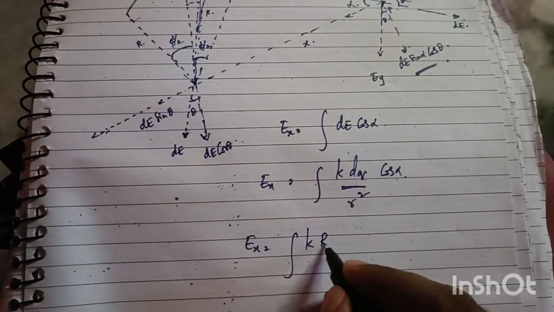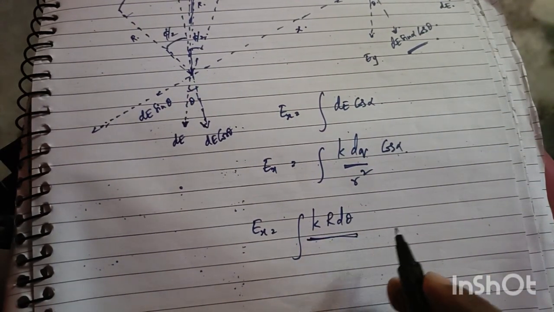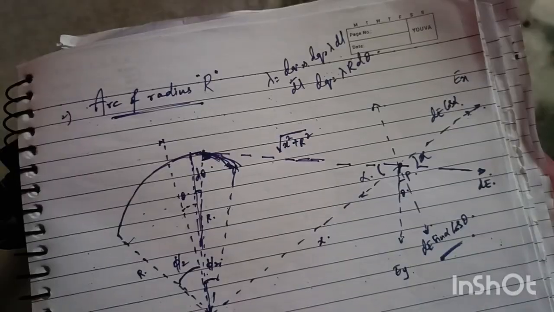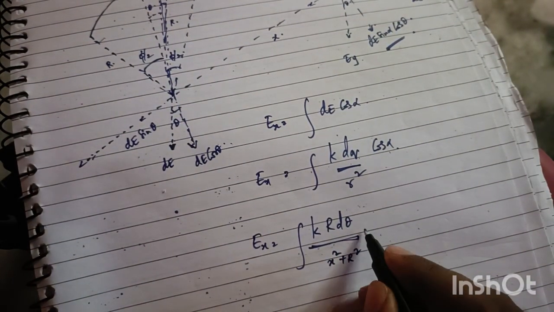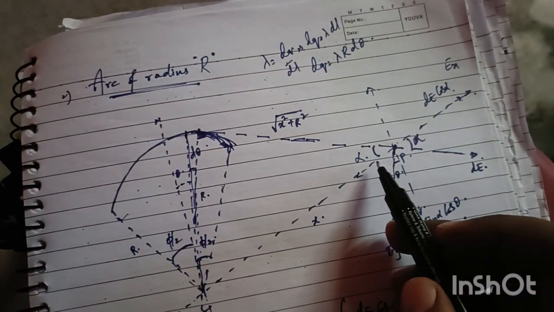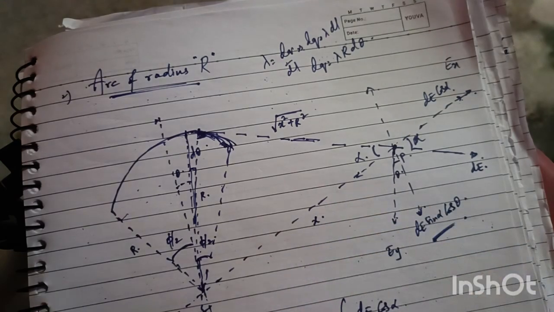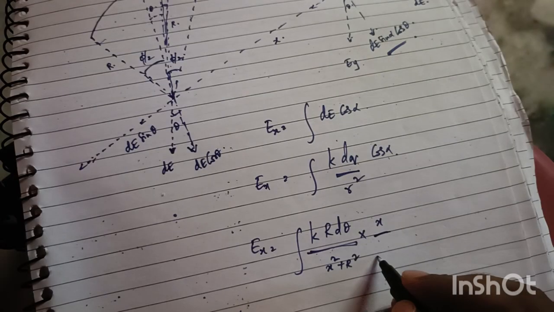So we have dq as lambda r d theta, divided by r square, the distance square between the considered element and the considered point. So the square of this would be x square plus r square, into cos alpha. From this, cos alpha, adjacent, that is x divided by x square plus r square whole power 1 by 2.